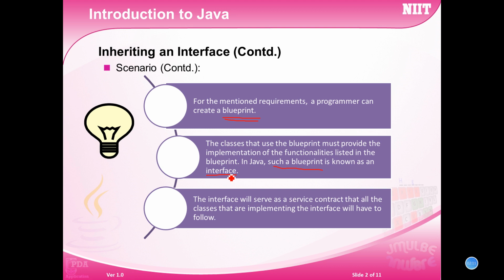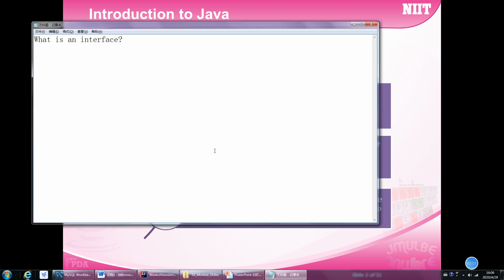So let me write down for you what an interface is. Interface is a blueprint which holds common functionalities for a given class. So it will hold common functionalities for a given class. I hope this line is clear with you.